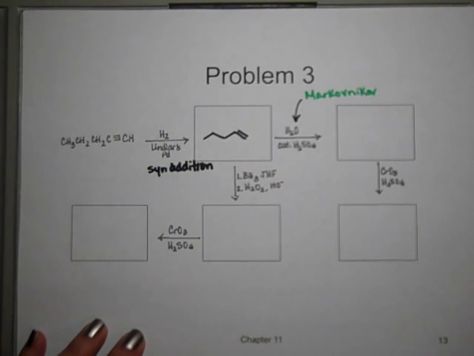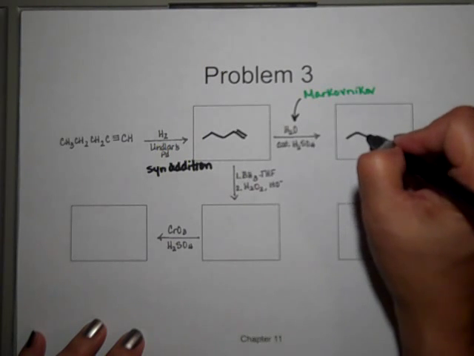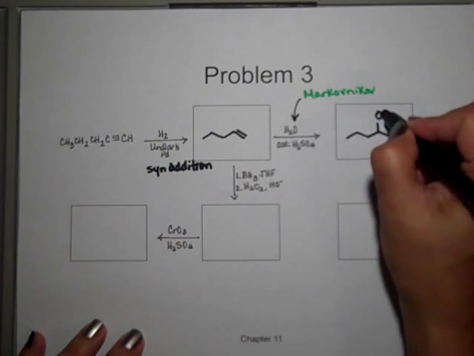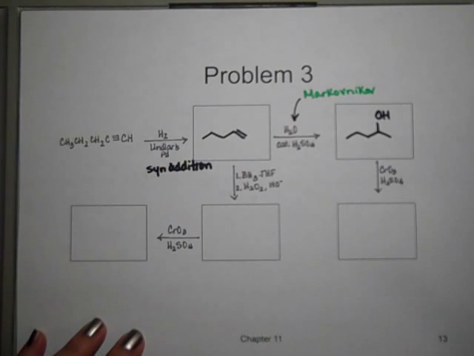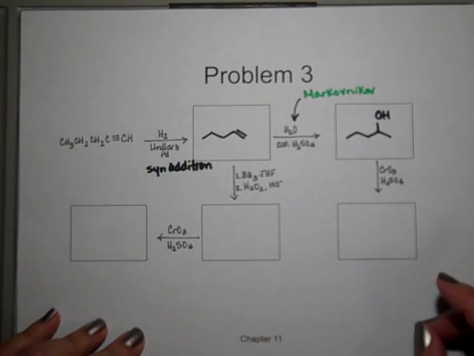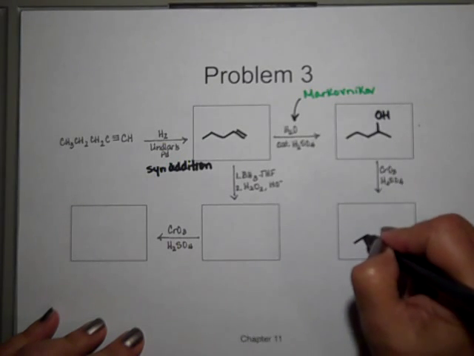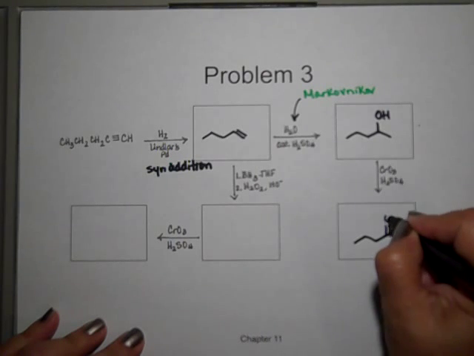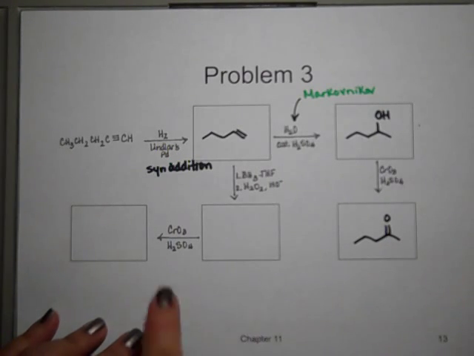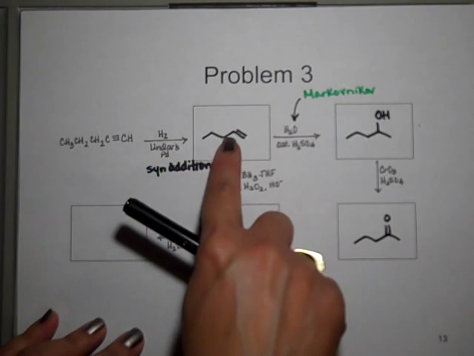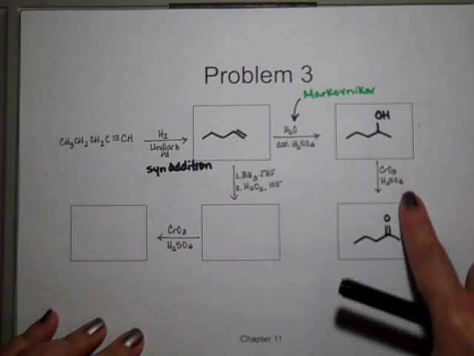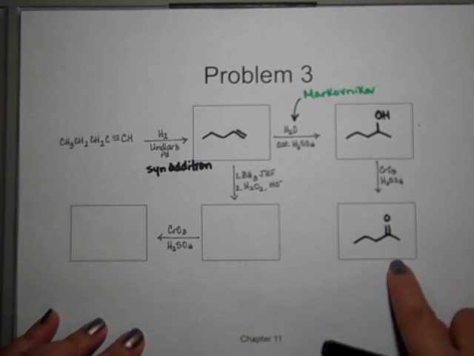That means that your alcohol will go on the more substituted carbon. So it's going to be now a secondary alcohol, which when you actually oxidize with chromium trioxide and sulfuric acid, will get you a ketone. So we have gone from alkyne to alkene to alcohol to ketone.